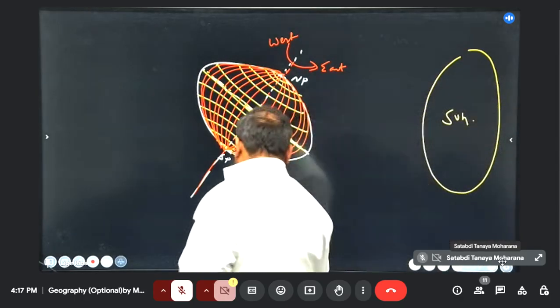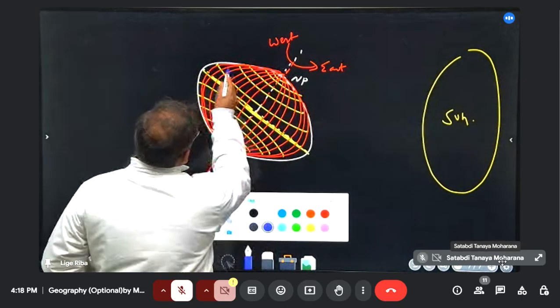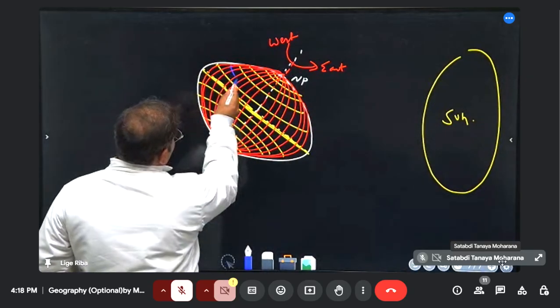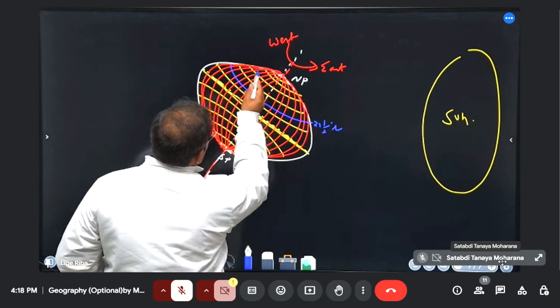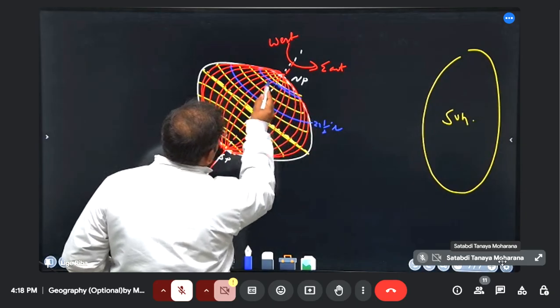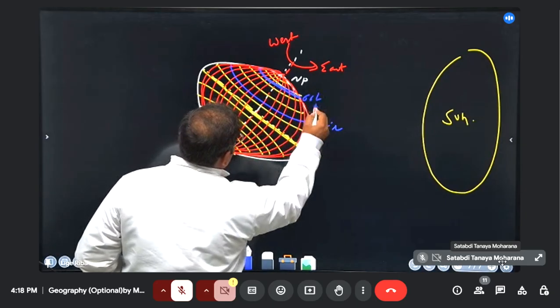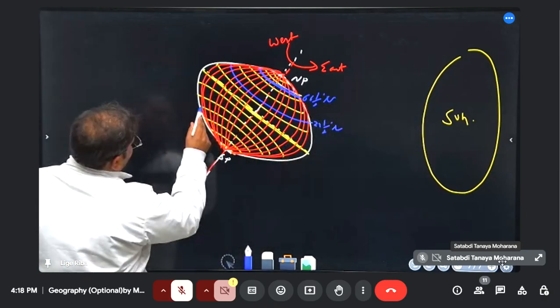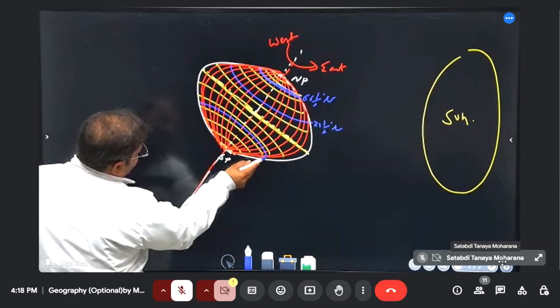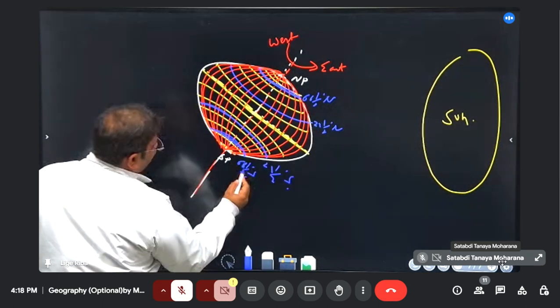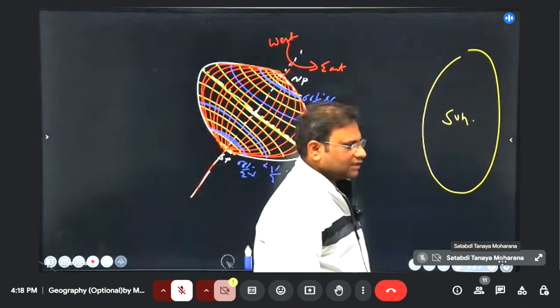You can make latitudes and longitudes as well. Say this is the equator, this one 23.5 degree north, sorry, this one 66.5 degree north, this one 23.5 degree south, this one 66.5 degree south. So these are the Tropic of Cancer, Tropic of Capricorn, Arctic Circle, Antarctic Circle.